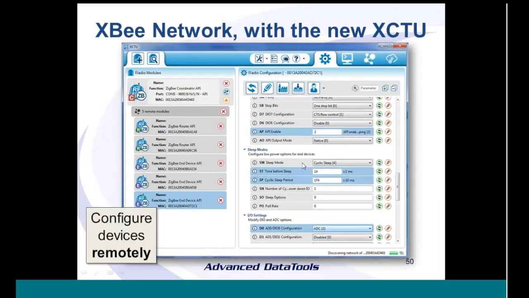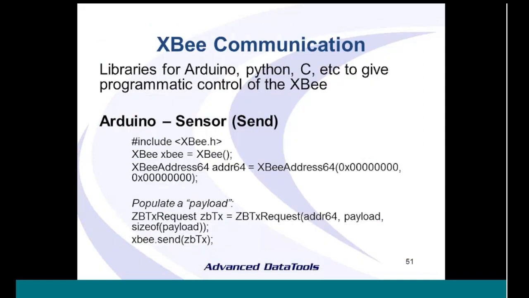Okay, so you can also use that same application to configure your XBees remotely. So if they're embedded somewhere in a hard to get to location, as long as you can see it, you can go through the application and change the settings for it. Okay, so those are the XBee radios. Now you can connect to them.